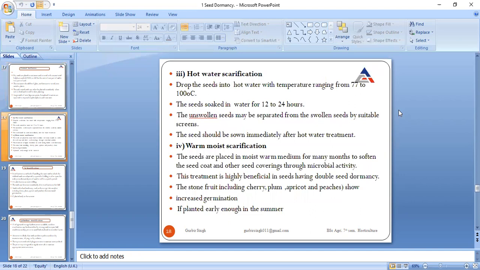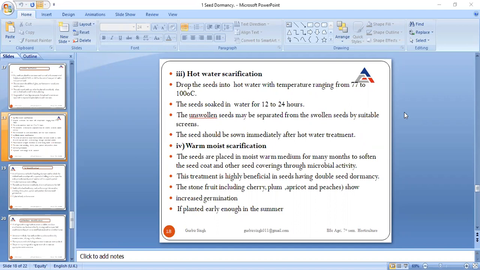Hot water scarification. Drop the seed in hot water with the temperature ranging from 77 to 100 degrees centigrade. The seed is soaked in water for 12 to 24 hours. The swollen seed may be separated from the unswollen seeds by suitable screens. The seed should be sown immediately after hot water treatment.